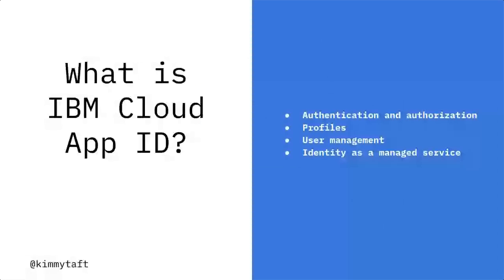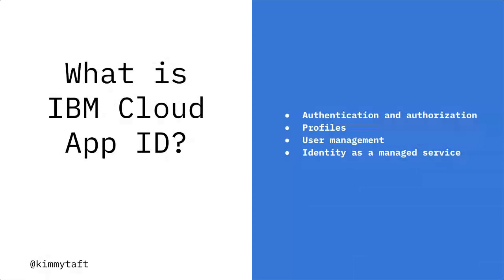So what have we learned so far? We've learned that adding authentication and authorization can be risky and complex, which is why we want to use identity services such as App ID to handle the complexities for us, so we don't need to be security experts in order to implement this and have security. So what are some features of App ID?